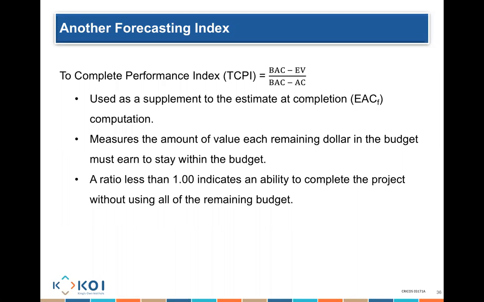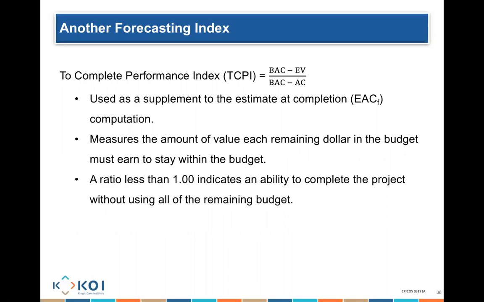But if my to complete index is, let's say, 1.3, it means for every dollar I spend, I have to produce $1.3 worth of work to really get the job done. If the to complete index is under 1, it means for every dollar I spend, I have to complete less than $1 worth of work for the dollar I'm given to do $1 worth of work.